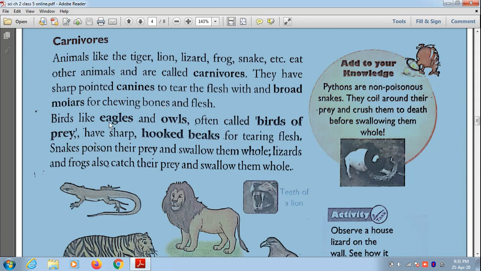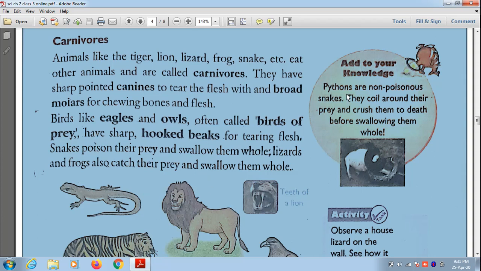Birds like eagles and owls, often called birds of prey, have sharp hooked beaks so that they can immediately tear inside the flesh of any other organism. Snakes poison their prey and swallow them whole. Lizards and frogs also catch their prey and swallow them whole.